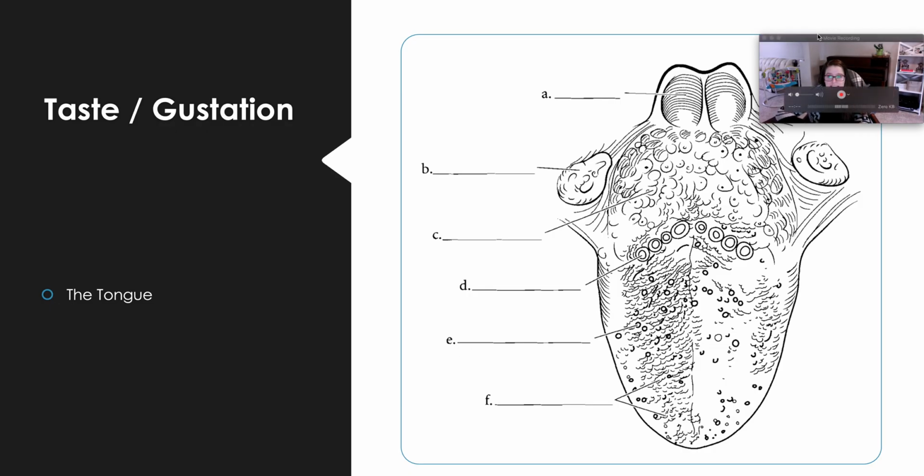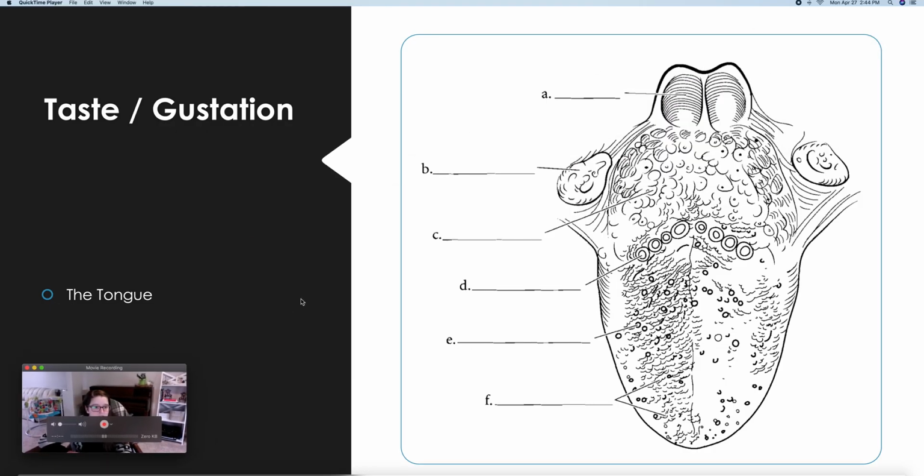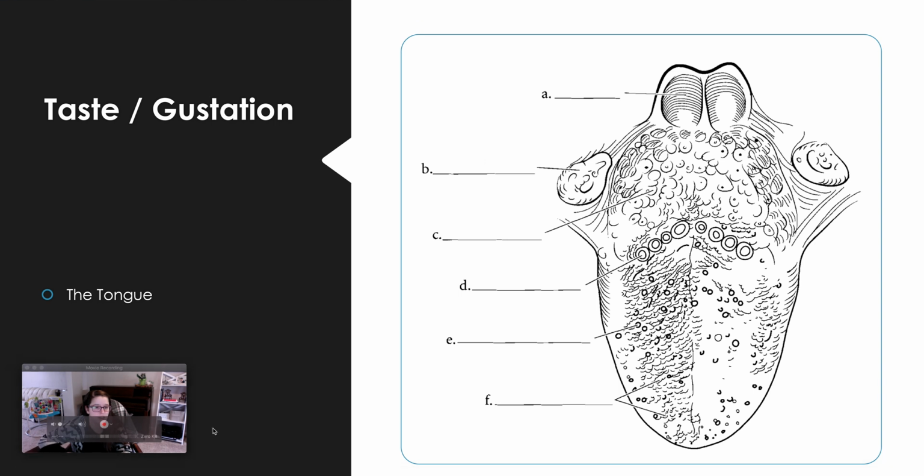Let's talk about gustation. Sorry guys, we're just trying to power through here. All right, so taste.